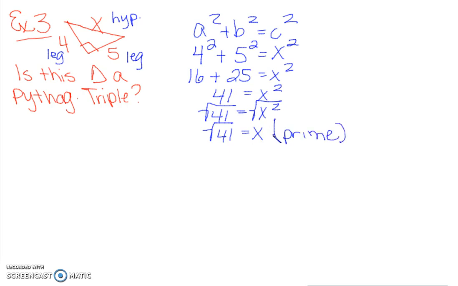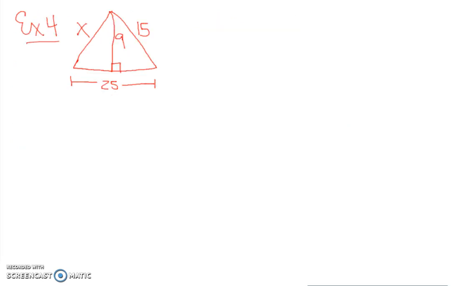Okay, so since my side is a radical, is this triangle a Pythagorean triple? No. C is a radical side. Okay, so no, it is not a Pythagorean triple because a Pythagorean triple has to have positive integers. Okay, let's move on to example 4.